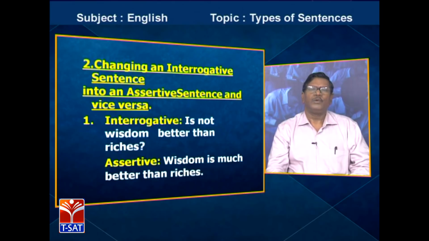Assertive sentence. Wisdom is much better than riches. So what is better than riches? Wisdom. Wisdom is much better than riches.